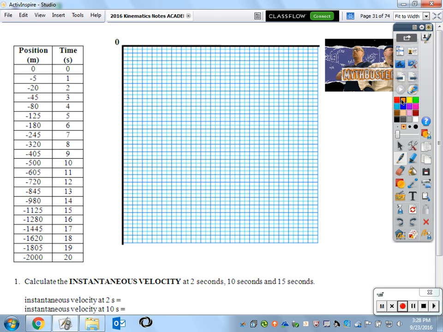When you graph this, I'm going to tell you you're going to get an exponential curve. You will still connect your data points individually, straight edge ruler, individual points. But the overall trend is going to look something like this.